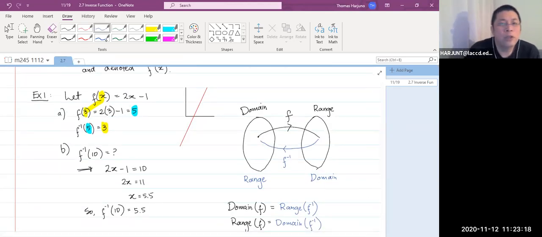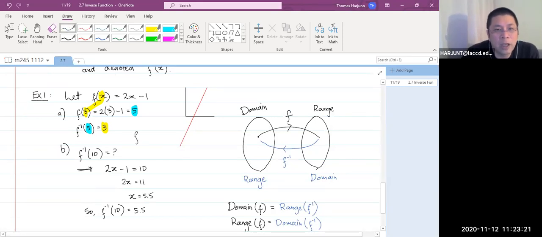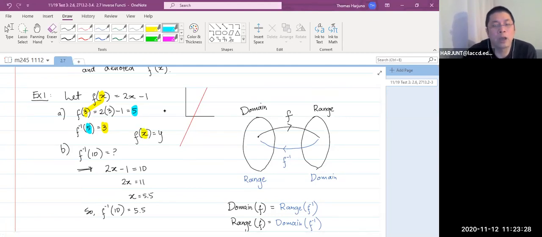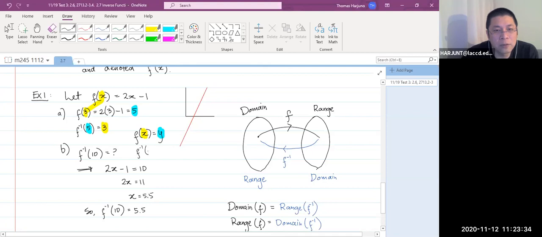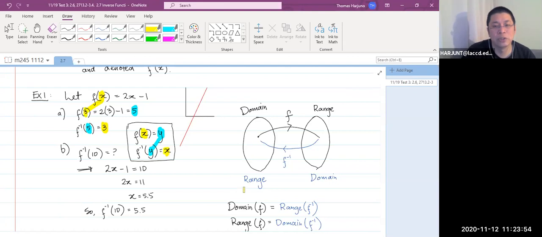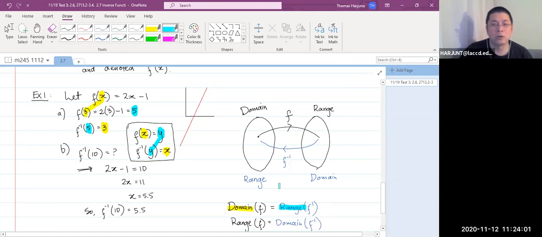So if you think about this, notation-wise, f(x) = y, where x is the input and y is the output. Now when you do f inverse, the output that you had earlier now becomes the input. Right? And that's why we have this kind of switch. The domain of the function is equal to the range of the inverse. On the other hand, the domain of the inverse is the range of the function.